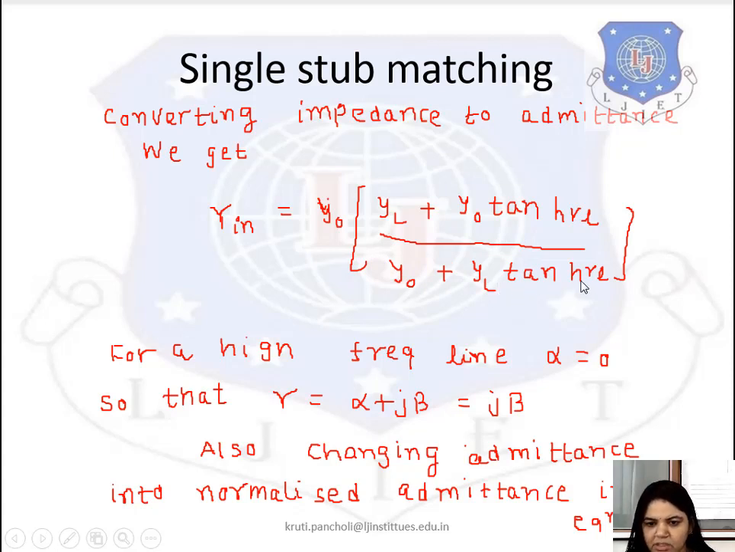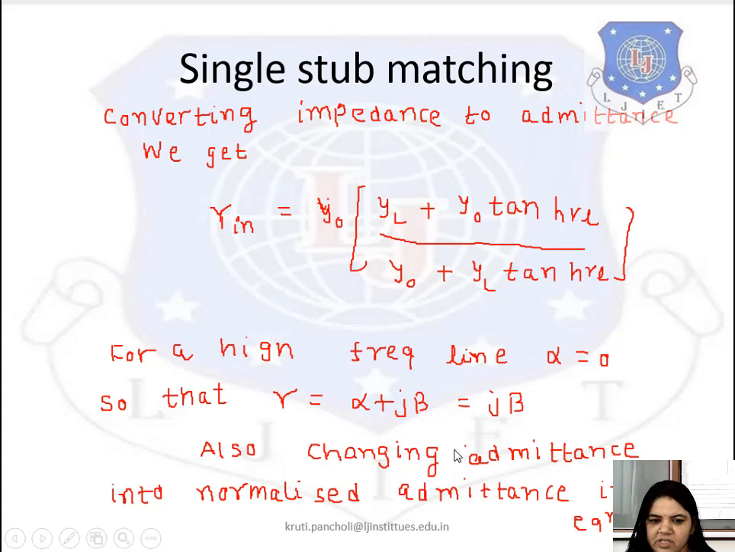Now we are talking about high frequency. Here gamma represents the propagation constant, gamma equals alpha plus j beta, where alpha is the attenuation constant and beta is the phase constant. For a high frequency line, alpha is equal to 0, so we put that value over here. So gamma is equal to j beta, and now we put that value in.